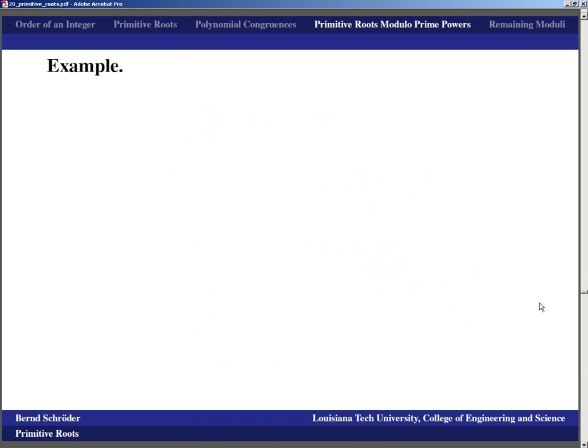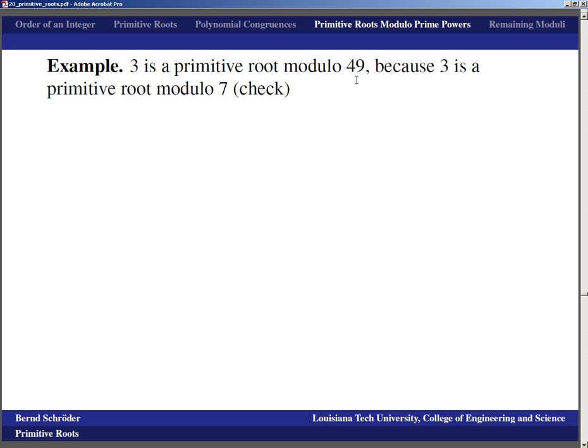Well, now, as an example, 3 is a primitive root modulo 49. I'll leave it up to you to work that out. Well, okay, we're going to work that out. Sorry, 49 is 7 squared, of course, and so it's a primitive root modulo 49 because 3 is a primitive root modulo 7, which is something we can check because we would have to check that 3 to the 6th is the first time we get 1.